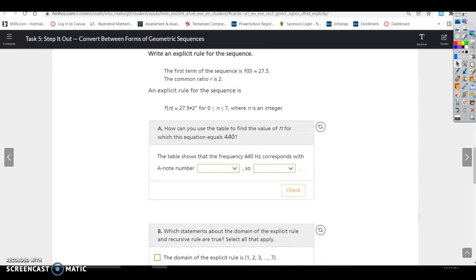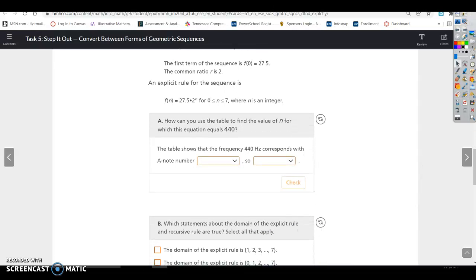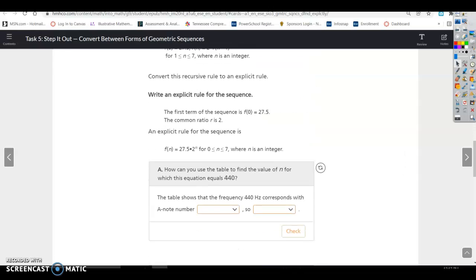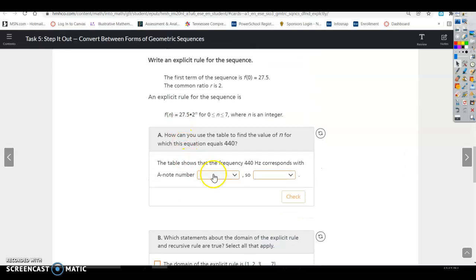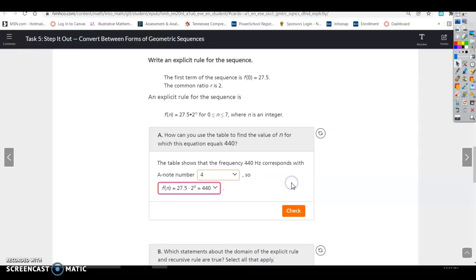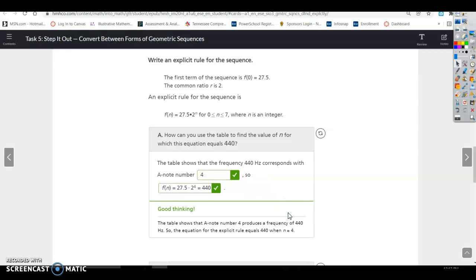All right, so it says, how can you use the table to find the value of n for which this equation equals 440? So if you come up here, 440 goes with 4. So A note number 4. So the rule would be 27.5 times 2 to the 4th power equals 440. Because remember, the common ratio again was 2, and then n is the power.